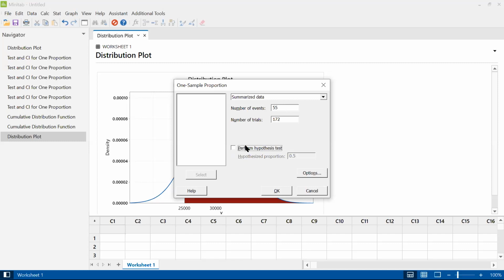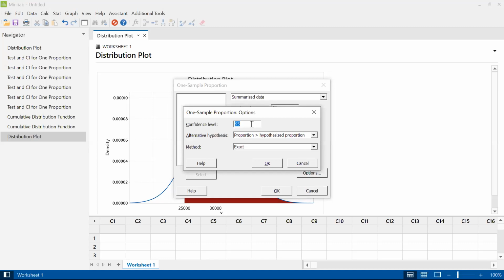This perform a hypothesis test does not need to be checked because we're not doing a hypothesis test this time. We're just doing a confidence interval. But we do need to go into the options because we need a 99% confidence level. So we'll change this to 99. And for confidence intervals, you need to make sure that the alternative hypothesis is set to not equals so that if it has a direction inequality, it's going to do a weird one-sided confidence interval. And we've always done confidence intervals that have a top and a bottom, not just like one side and then off to infinity on the other side.